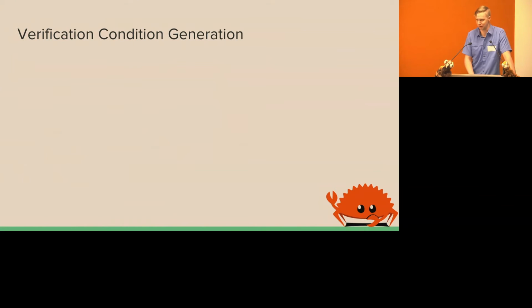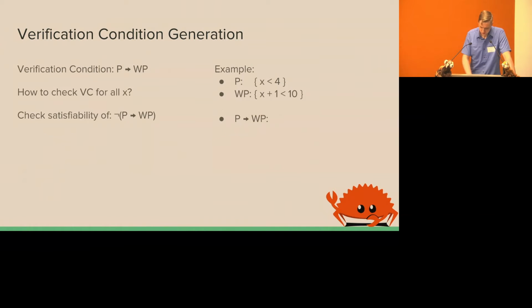So what do we do with that weakest precondition? It's good and all to have it, but we need to use it. So we construct this verification condition. That is, the precondition implies the weakest precondition. So we get this P implies WP construct. And we can use this to check for the validity of the precondition you supplied.